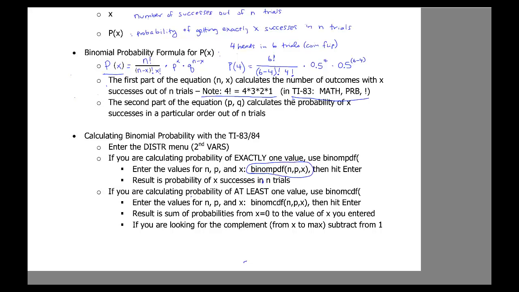Okay, so both of these, the binomial PDF and binomial CDF, are both in the distributions menu. That's where we also were using distributions to do z-scores in an earlier chapter, and we'll be using that again in a later chapter as well. So all in the distributions menu.